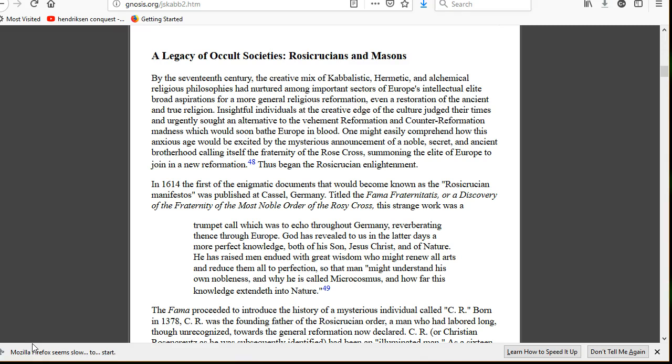Insightful individuals at the creative edge of the culture judged their times and urgently sought an alternative to the vehement Reformation and Counter-Reformation madness, which would soon bathe Europe in blood. One might easily comprehend how this ancient age would be excited by the mysterious announcement of a noble, secret, and ancient brotherhood calling itself the Fraternity of the Rose Cross, summoning the elite of Europe to join in a new Reformation. Thus began the Rosicrucian Enlightenment.